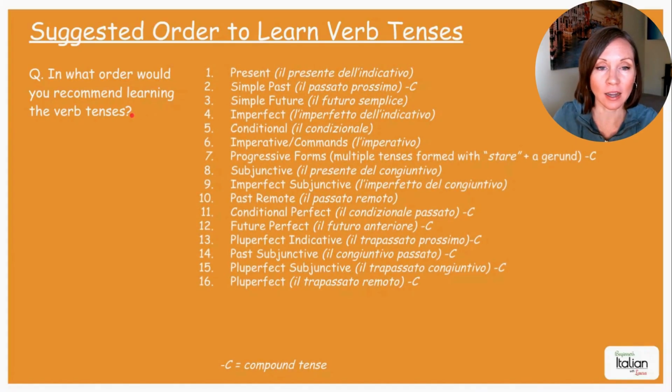So here's what I think. I think that you should start with the first few. Okay, so in this order is my recommendation, starting with the present, and then go to the simple past, which is a compound tense, and then the simple future, the imperfect, and then the conditional. And then if you want to throw in the imperative and commands, I think those are going to get you through most of what you want to express, at least at the beginning.